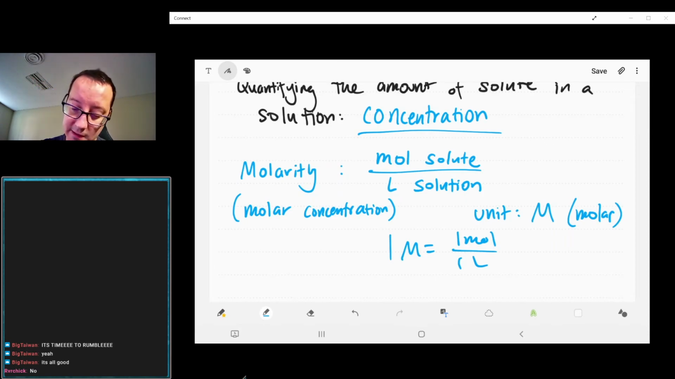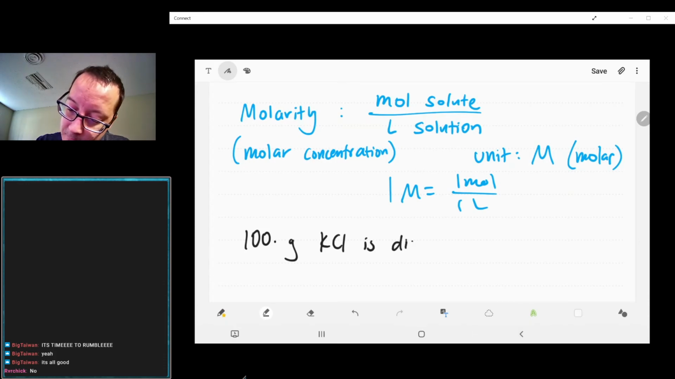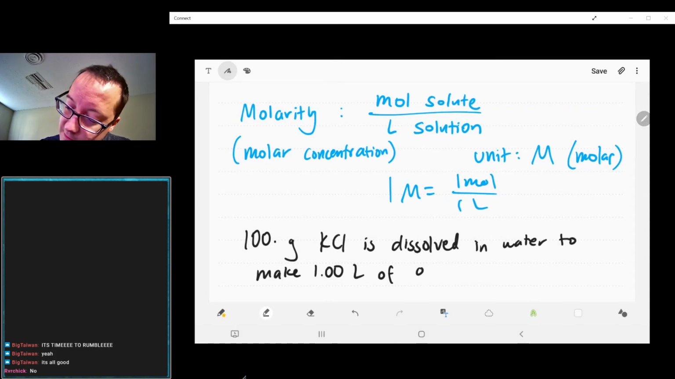And so we can do some calculations with it. So we can say, I don't know, let's take 100 grams of potassium chloride dissolved in water to make 1 liter of solution. Oops. Actually, let's make it not 1 liter. Let's say we're making it 1.25 liters. Fancy.